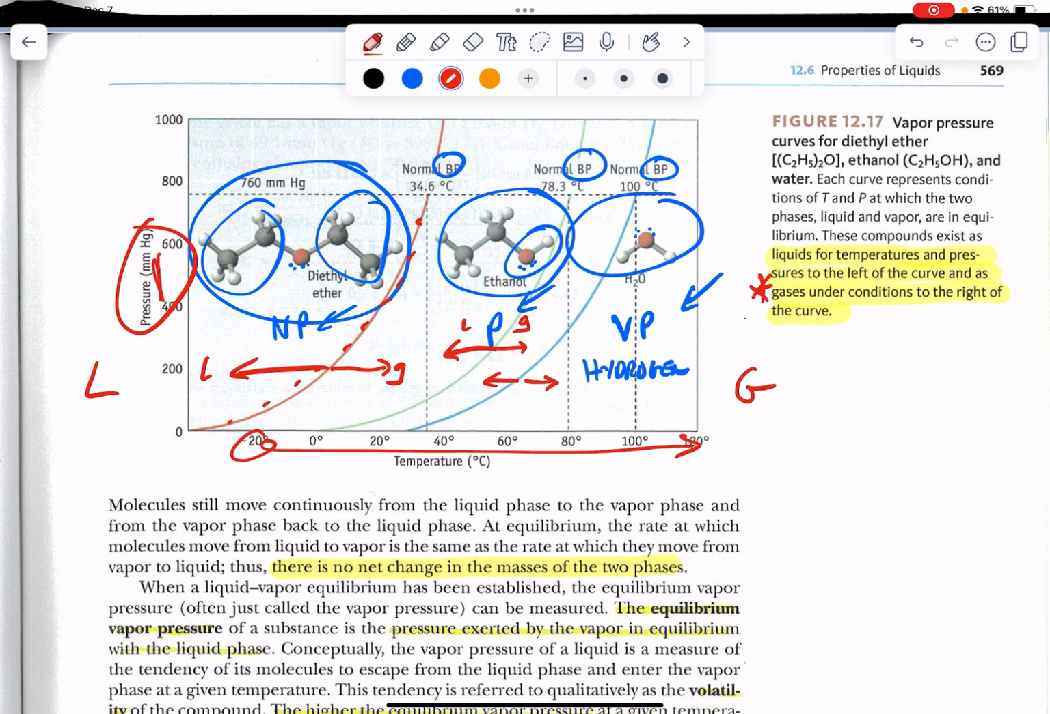The other thing we need to point out about these graphs is that along the line of the graph, if you have a pressure and temperature of a particular molecule, in this case of water, that falls on this line, that's where it can be either the liquid or the gas, because you're at equilibrium at that combination.